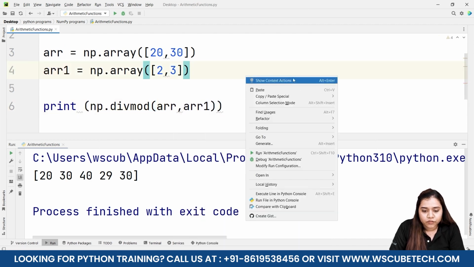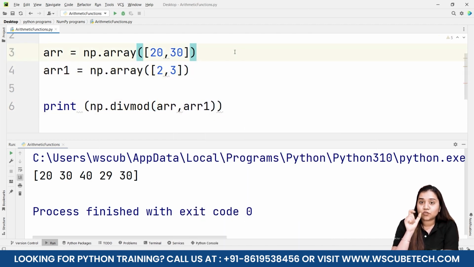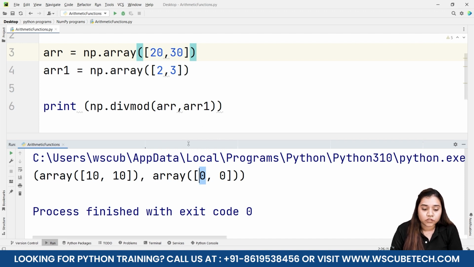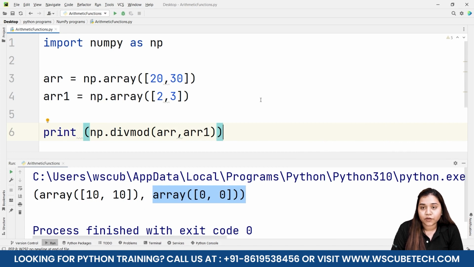So what will divmod give us? Divmod will basically give us two outputs. One will be the floor division, the other one would be the remainder. If I run it, the floor division would be an array of 10 and 10. That means 20 divided by 2 gives the quotient 10, and 30 divided by 3 gives the quotient 10. At the same time, 20 divided by 2 gives the remainder 0, and 30 divided by 3 gives the remainder 0. So divmod gives us two outputs. The first is the floor division, that means the quotient, and the second is the remainder, that means the modulus. So this is divmod, and we have also covered power and absolute.